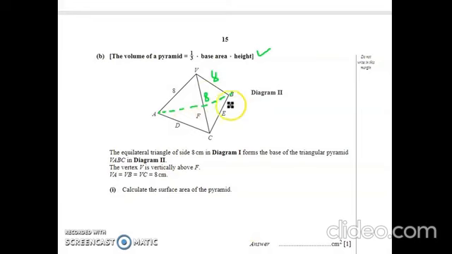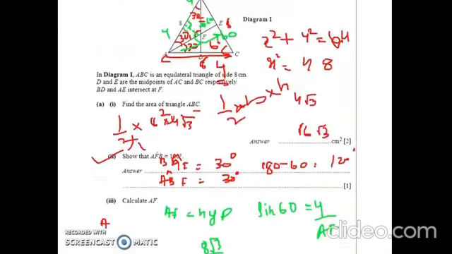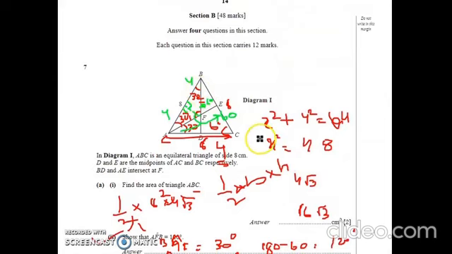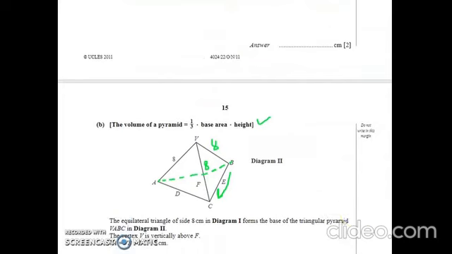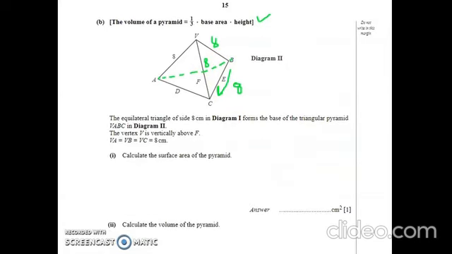And basically we know the length BC. We already know that from the previous part. BC is also 8. So if you see, these are forming equilateral triangles. Even these are forming it. Calculate the surface area of the pyramid. Surface area, what do we basically do? We will take the area of all the sides.